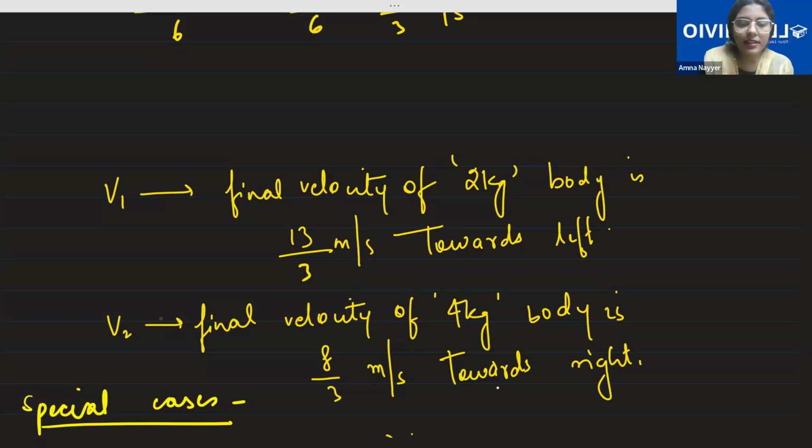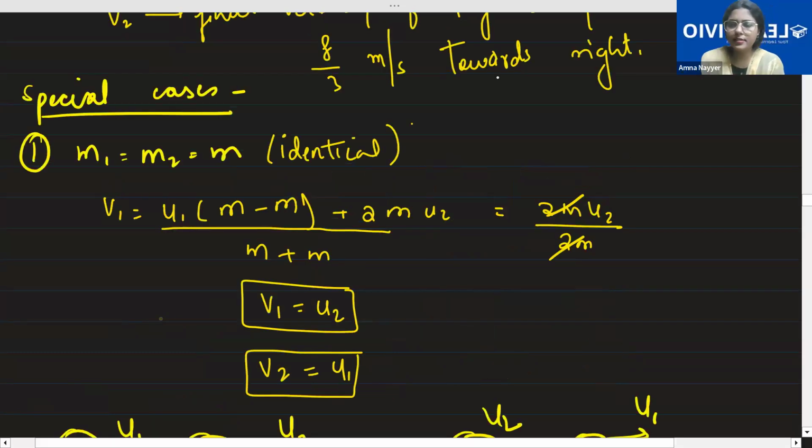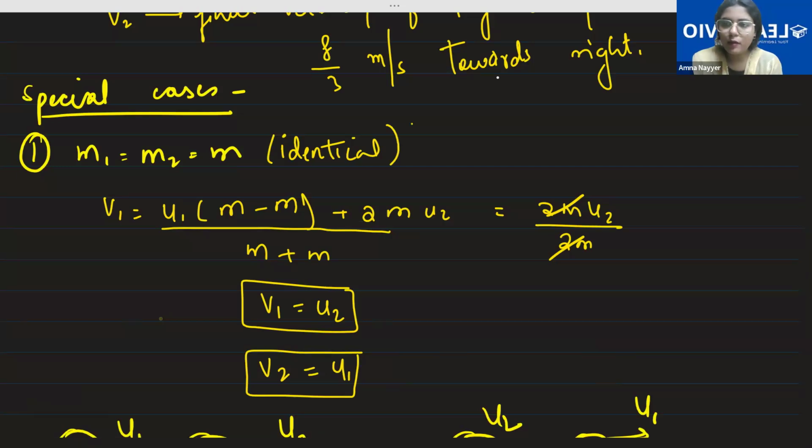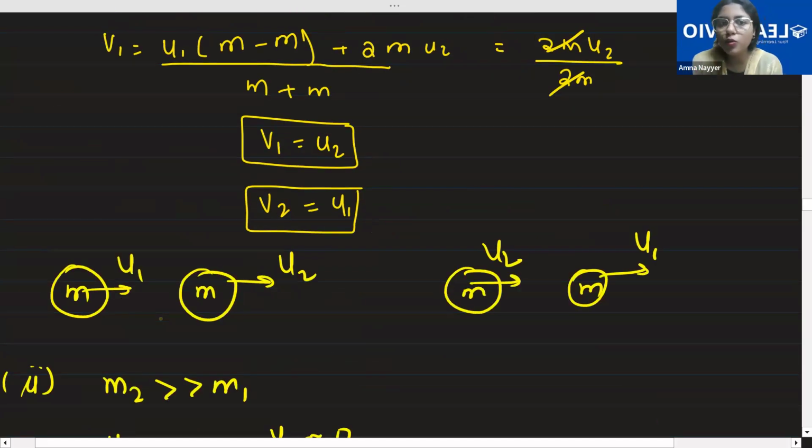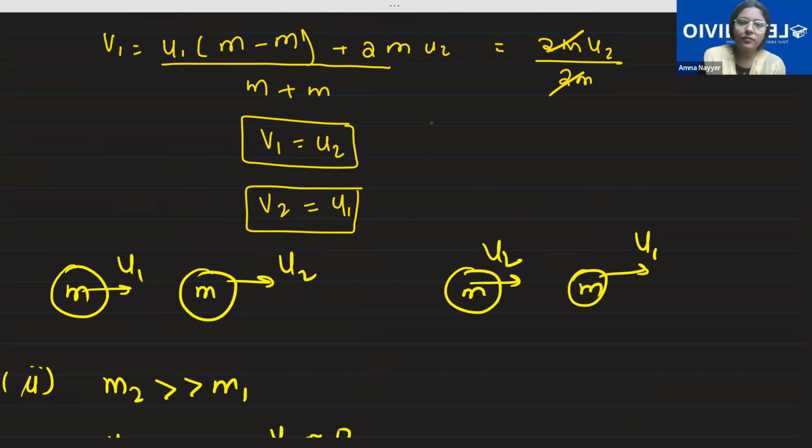Okay, now let's talk about the special cases. Few special cases are there which you should remember as it is. If the masses are identical, m1 and m2 are all equal to the main mass, that is m. So here m1 and m2 will be equal, so eventually the masses will be cancelled. So v1 will be equal to u1 from here directly, and v2 will be equal to u1 from here, because the 2 will also be cancelled. So actually what happens is the initial velocity gets exchanged with the final velocity.